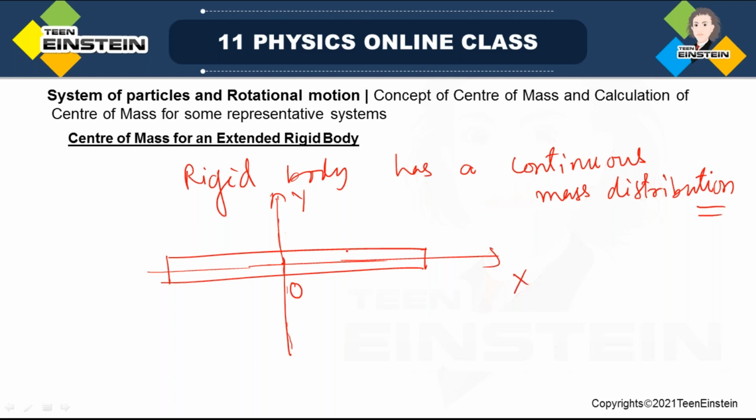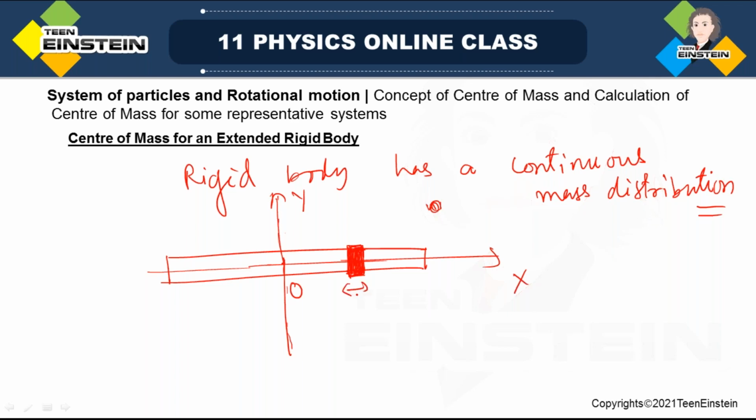Okay, so this is a one-dimensional object, suppose. But whatever it is, it has a continuous mass distribution. You cannot find m1, m2, m3 separately. So in this case, you have to consider small elements of mass, like this.